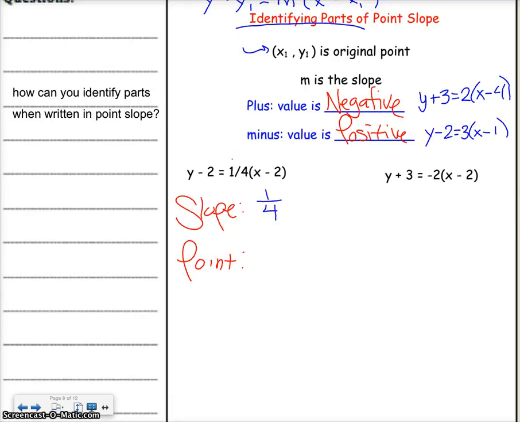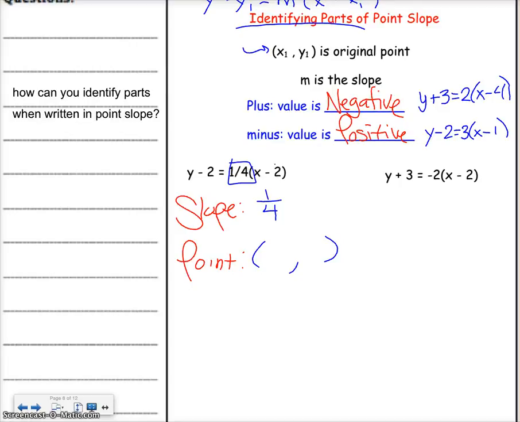1/4. Not 1/4 x, just 1/4. My slope is whatever is in front of the parenthesis. Now I have to identify my point. And there's two spots for mistakes here. Kids think x is first, so they think x. They think that if it's minus, then it should be negative, that it's flipped with point slope form.